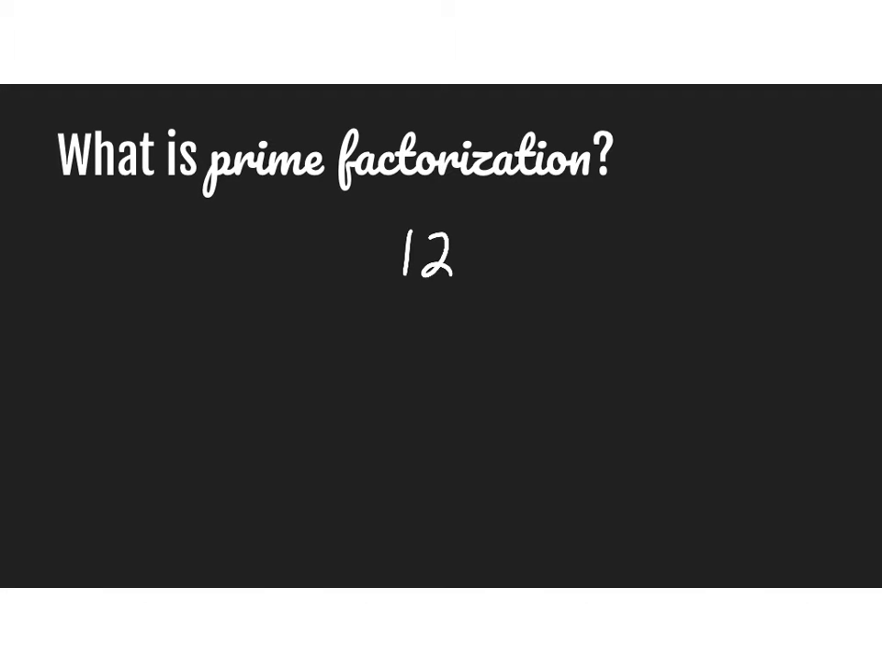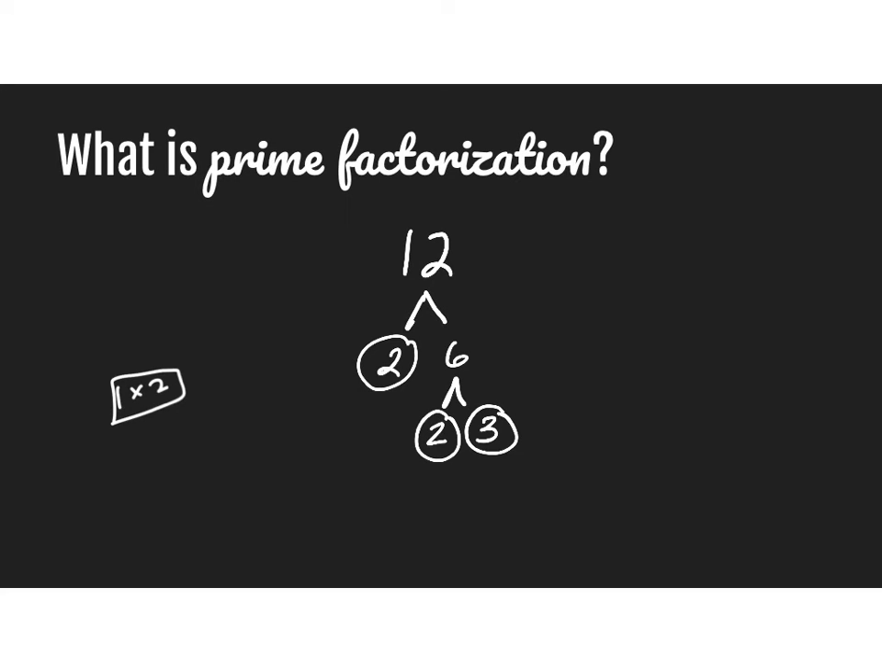So let's take a look at the number 12. I'm going to use what's called a factor tree to determine what are just the prime numbers that I can multiply together to get 12. So 2 times 6 is one way to get 12. 2 is actually a prime number. If you think about it, 1 times 2 is the only way to get 2. It has exactly 2 factors. But I can break 6 down again. Let's see, 6 is the same as 2 times 3. 2 is a prime number, and 3 is a prime number.